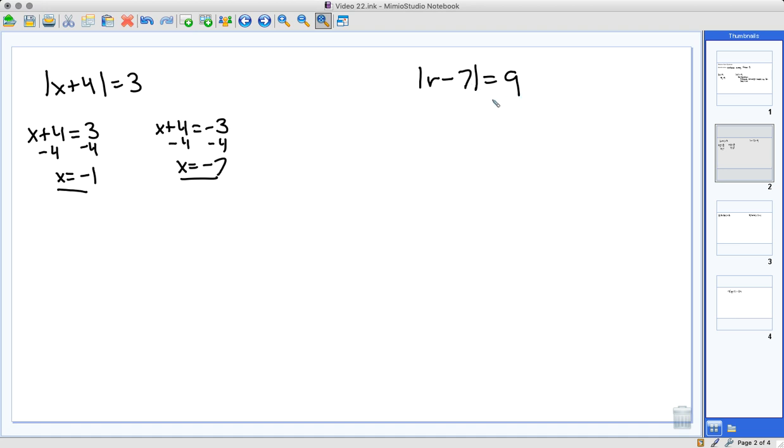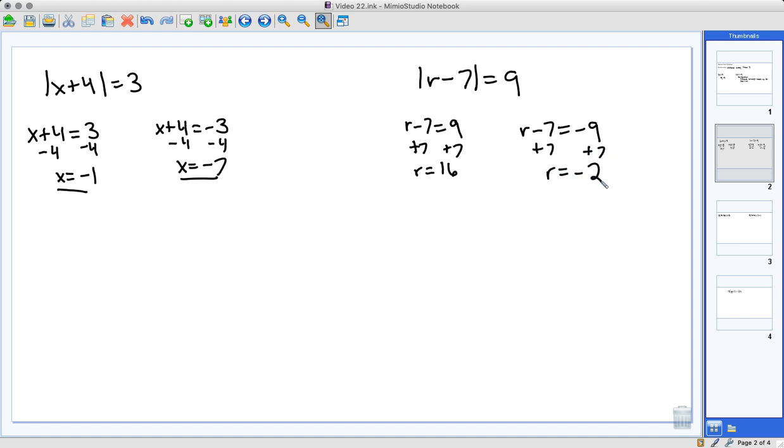Same thing on the second one. Set up your two equations. So r minus 7 equals 9. R minus 7 equals negative 9. Then we add 7 to both sides. Get r is 16. Add 7 to both sides.